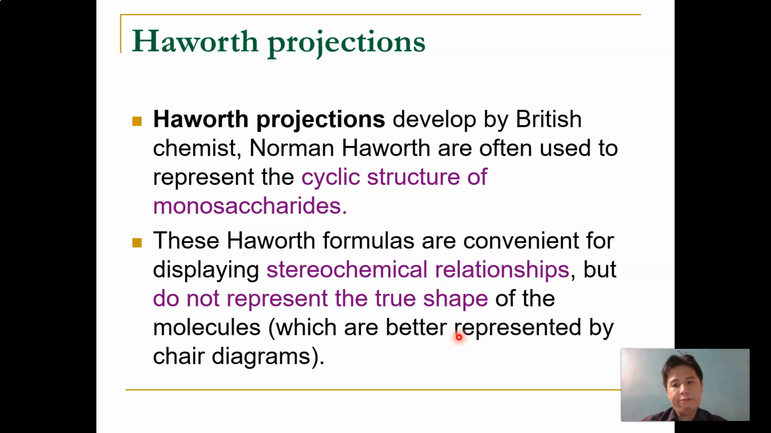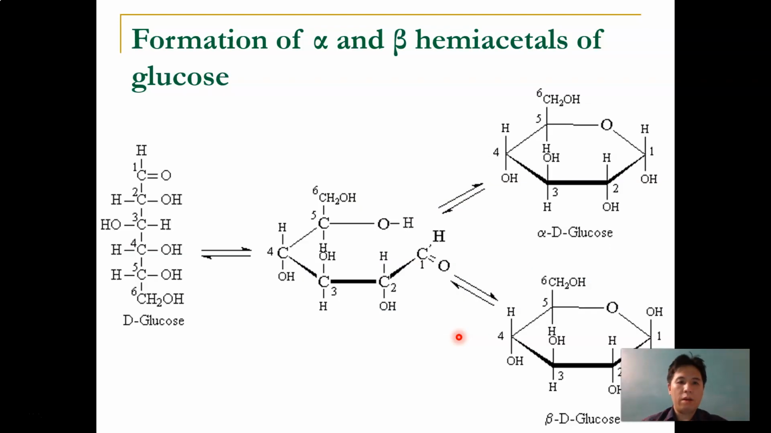So you can see the different drawings are designed for different purposes. Fischer is for linear chiral molecules. Haworth projection is for cyclic chiral molecules. And how you draw a Haworth projection, basically it is a ring drawn this way.